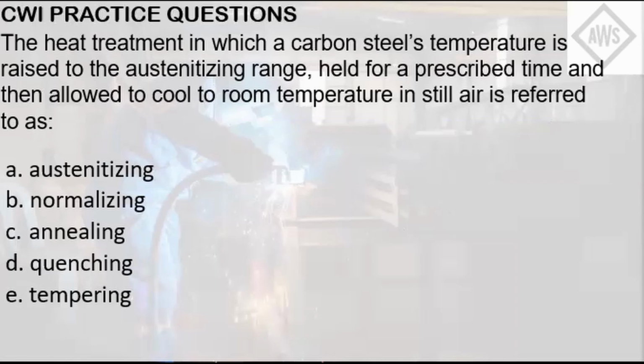Quenching is the rapid cooling of metal by form of oil or liquid bath, increasing the material's hardness. Annealing is the slow cooling of metal to room temperature, and tempering is increasing the material's toughness after quenching. Hence, the answer here is letter B, normalizing.